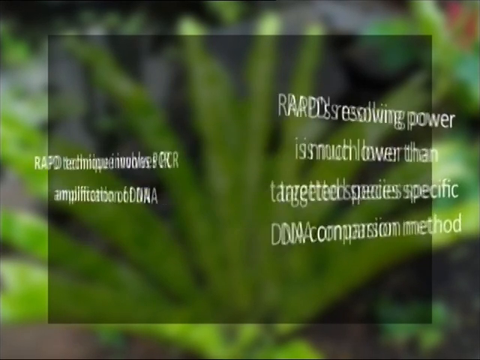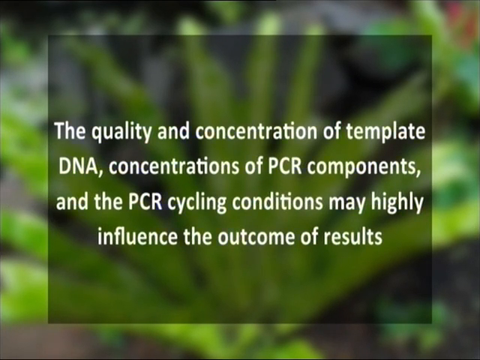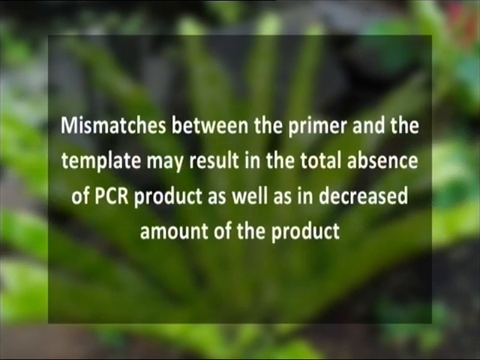comparison methods. This technique involves PCR amplification of DNA, therefore the quality and concentration of template DNA, concentration of PCR components and the PCR cycling conditions may highly influence the outcome of results. Mismatches between primer and the template may result in total absence of PCR product as well as in decreased amount of the product. Thus, RAPD results can be difficult to interpret.